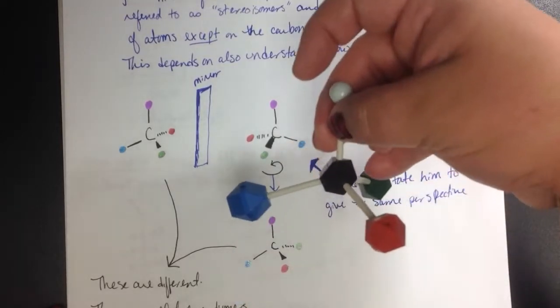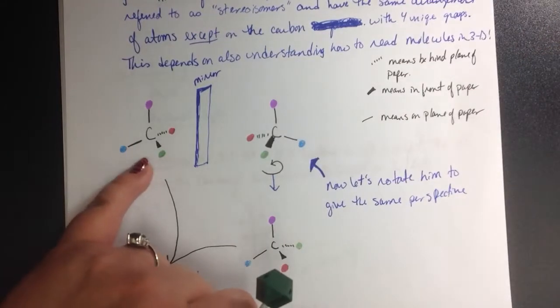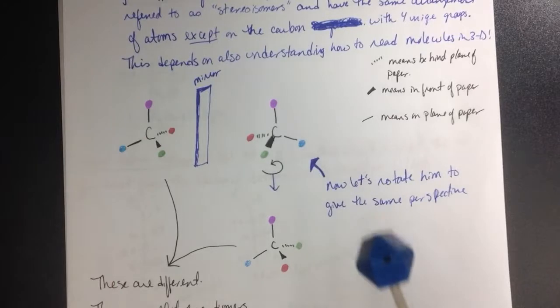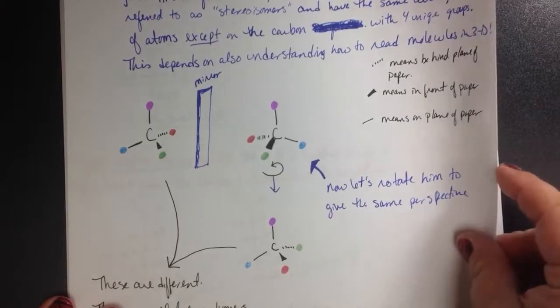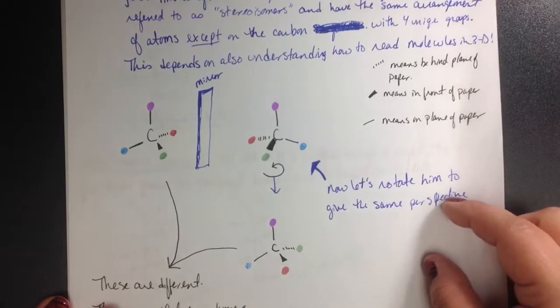Okay, you see that the green's in the back and the red's in the front? That's different from this one. So that's how we represent it on paper versus what the model kits look like. Since those are different, they are stereoisomers. The fact that they're mirror images of one another means that they're specifically enantiomers.